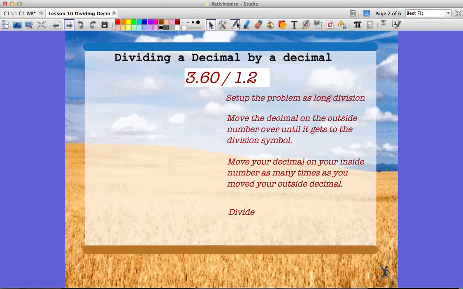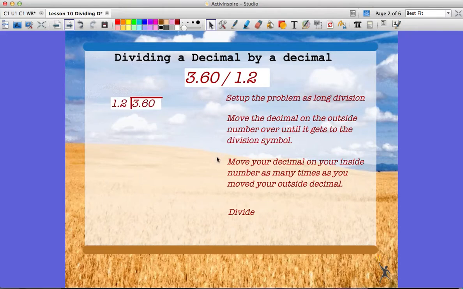So the steps are pretty much the same up until we have to start working with the decimal. But the first thing we need to do is set up the problem as a long division problem. We know how to do that. We put the first one on the inside, the second one on the outside.